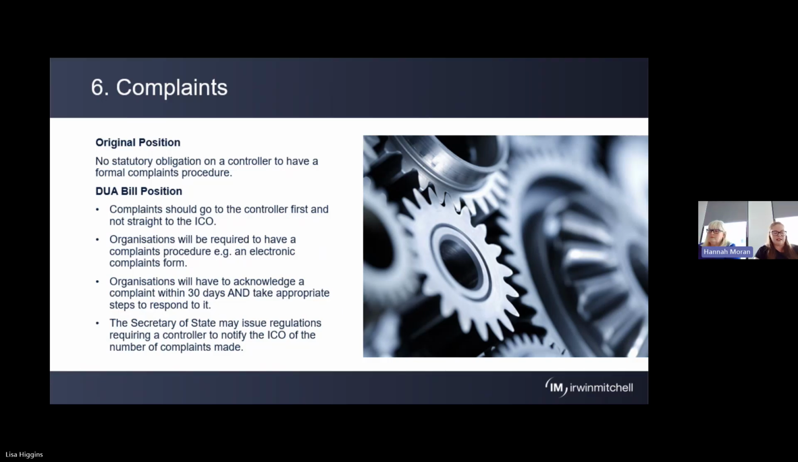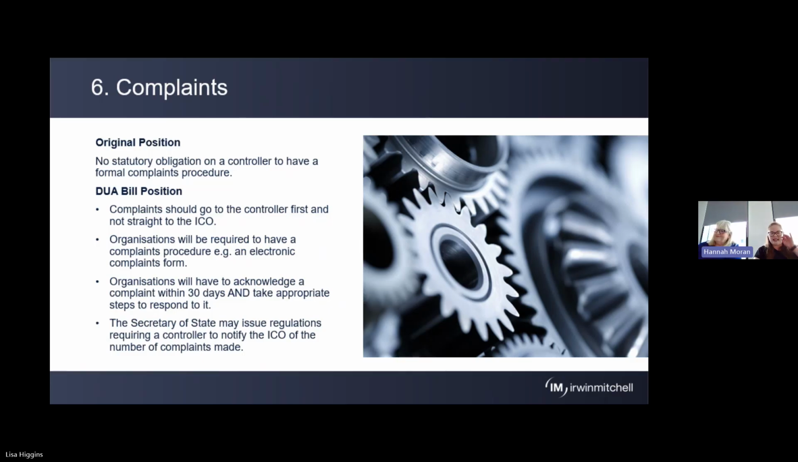And then also under the Act, the Secretary of State may issue regulations requiring an organisation to notify the ICO of the number of complaints made, but this isn't the case at the moment. That's something that, like Joanne said, would have to be made through a statutory instrument during the next few months before it comes into force. And that's complaints in a nutshell.